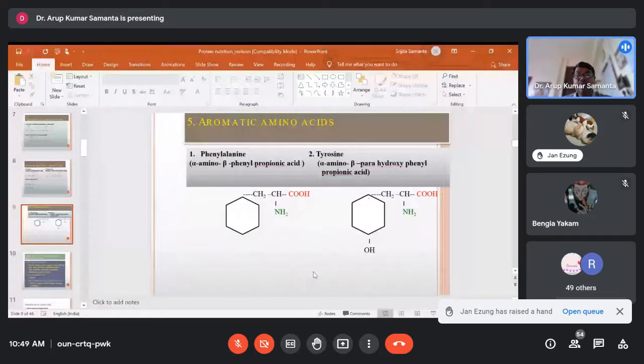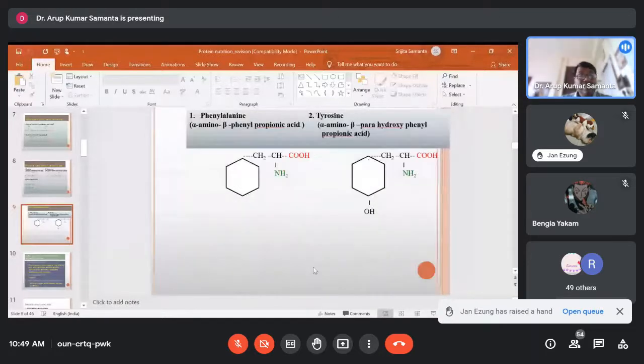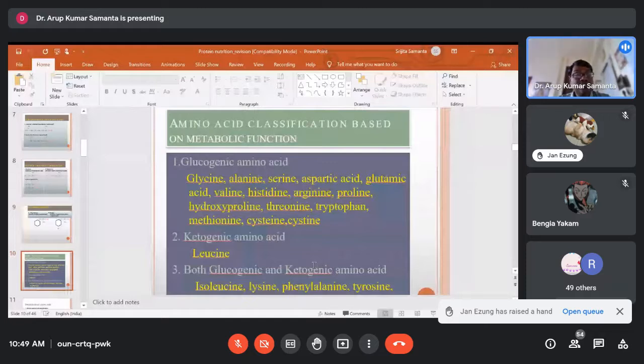Then another classification: amino acids can also be classified based on their metabolic functions. If the amino acids are required for glucose synthesis, they are termed glucogenic amino acids. If they are required for ketone body formation, they are ketogenic amino acids. And some amino acids have both properties; they can produce glucose or ketone bodies, so they are considered both glucogenic and ketogenic.